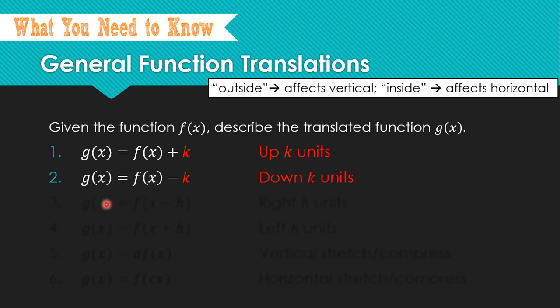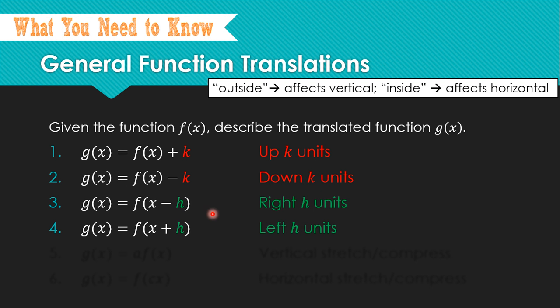The first two describe an outside effect. These affect the vertical. So this is when we add or subtract a number on the outside of the function. So we add k or we subtract k. If you add k, you move up however many units k is, and if you are subtracting, you move your function down.